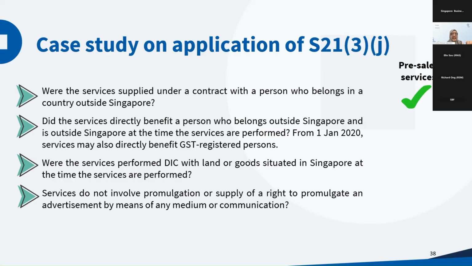So for this case, when we look at the direct benefit requirement, what we can do is to look at the contract. If the contract states that the pre-sales services supplied, for example, in this case, are into Security, and it indicates Security as the direct beneficiary, then your answer is there. Then we also examine the flow of the services.